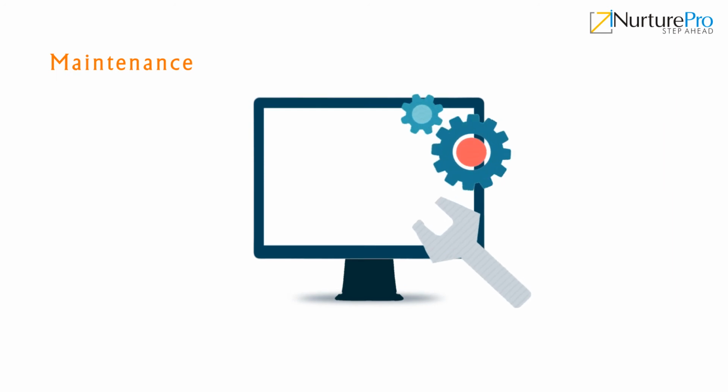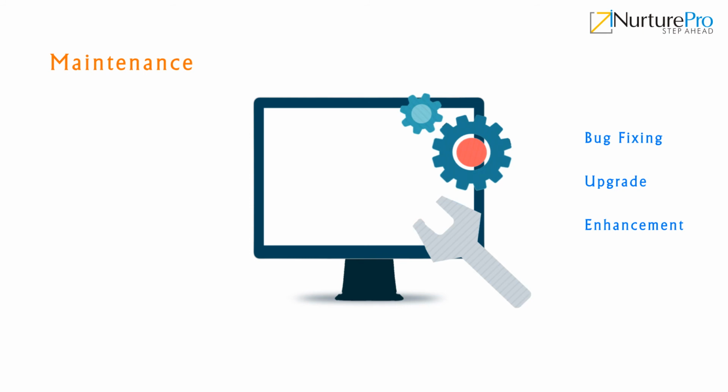The last and final phase is maintenance. The maintenance phase of the SDLC permits the user to evaluate the performance of the software. During this phase, 3 activities take place. They are bug fixing, upgrade, and enhancement.